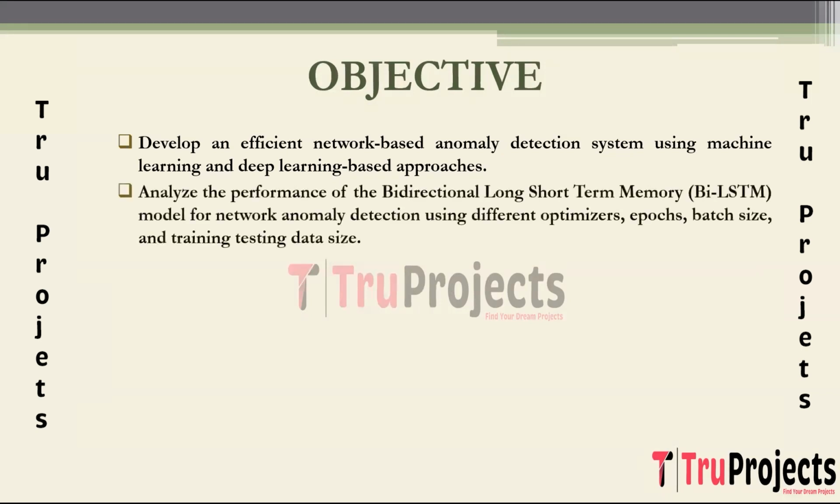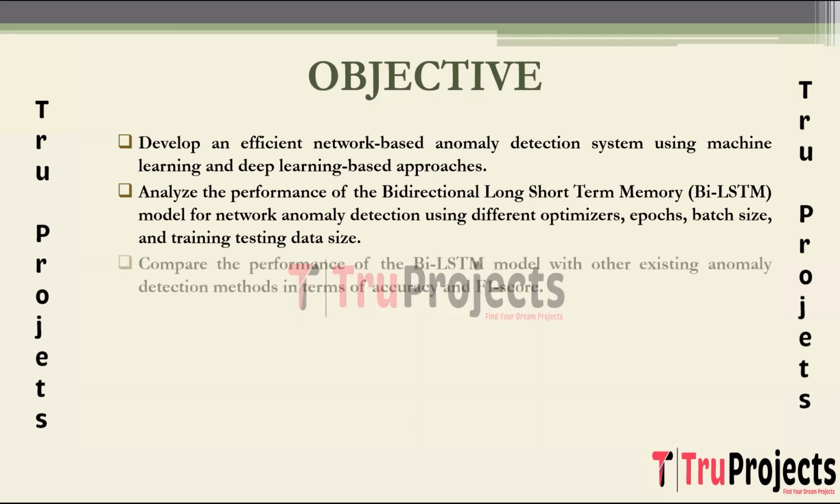The goal is to perform an in-depth analysis of the BiLSTM model's performance by systematically experimenting with parameters such as optimizers, epochs, batch size, and the dataset sizes. This analysis aims to gain insights into how these factors influence the effectiveness of the BiLSTM model in detecting network anomalies.